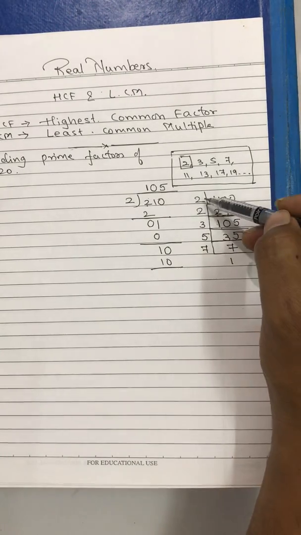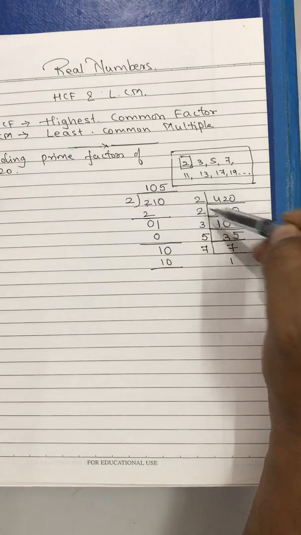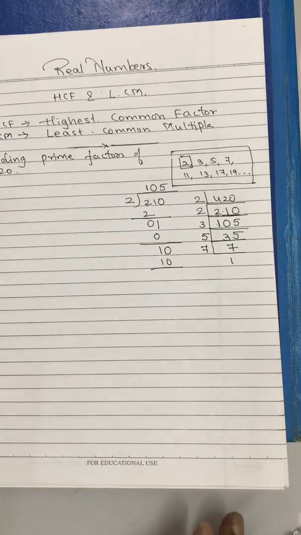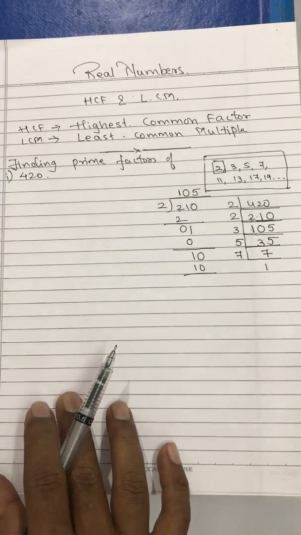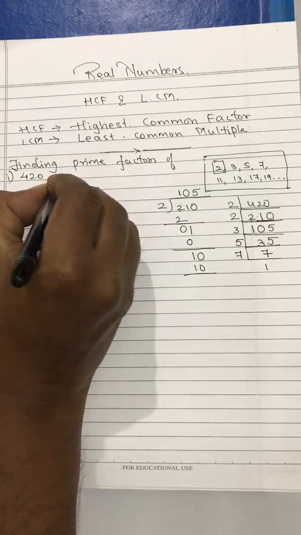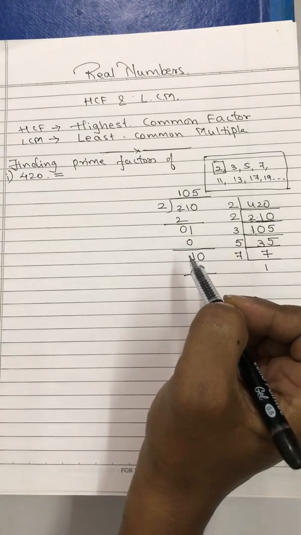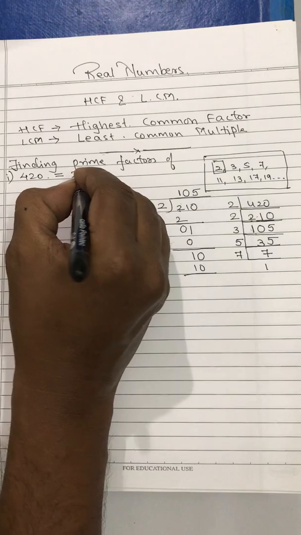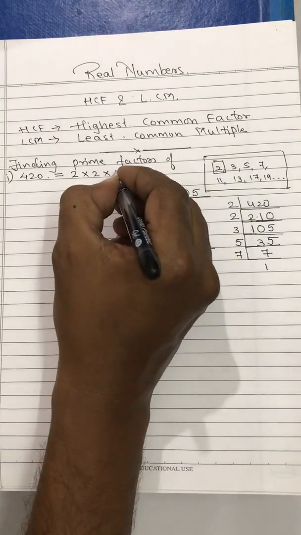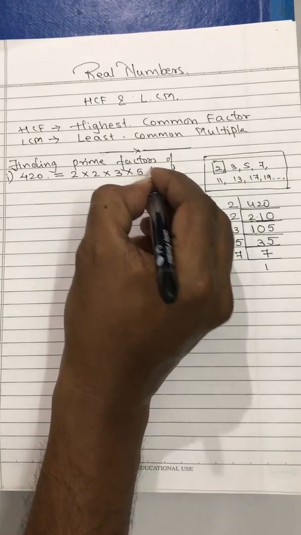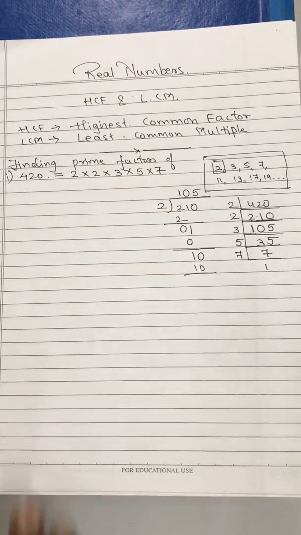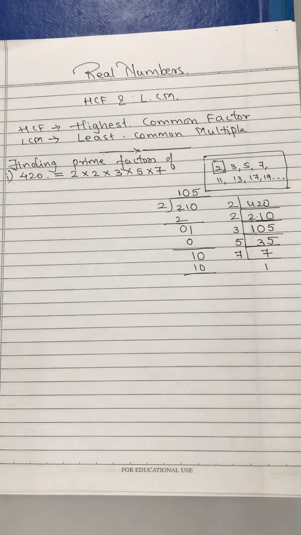So these are all the prime factors of 420. So what I'll write over here, 420 is equal to 2 into 2 into 3 into 5 into 7. This is how you will be finding the prime factors.